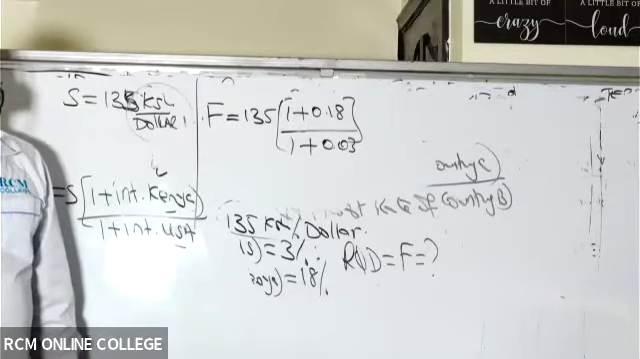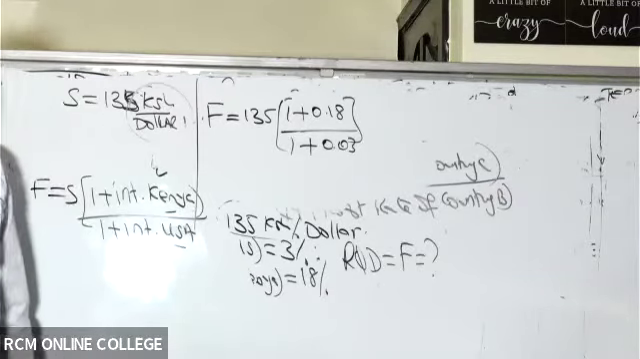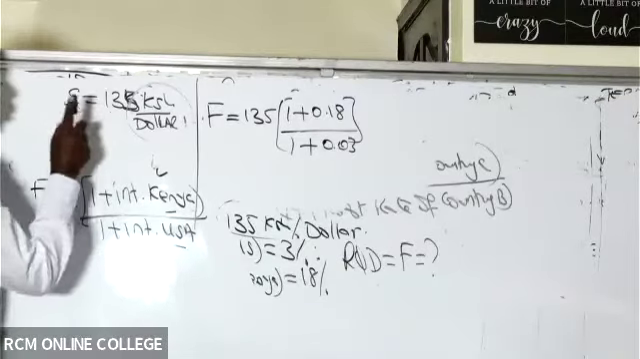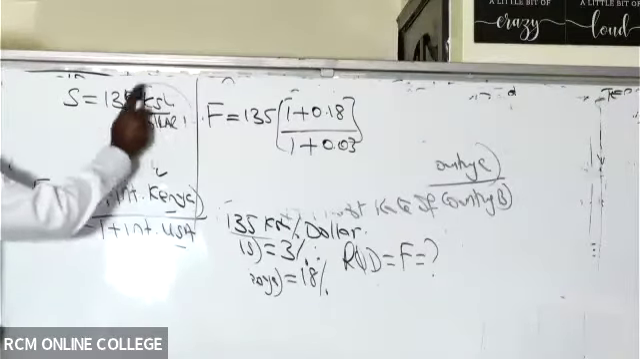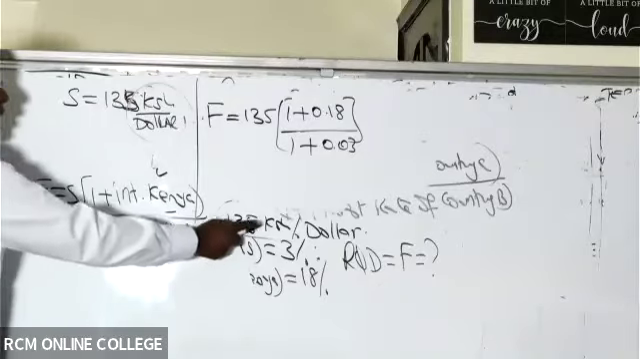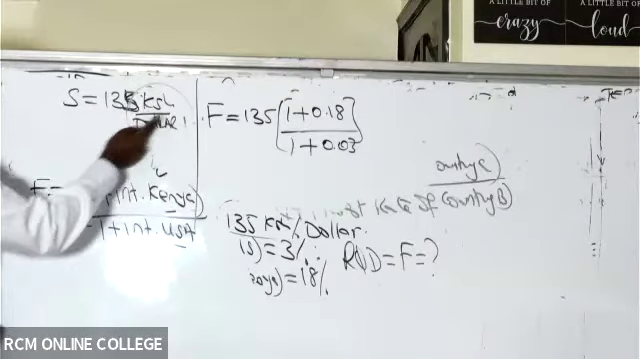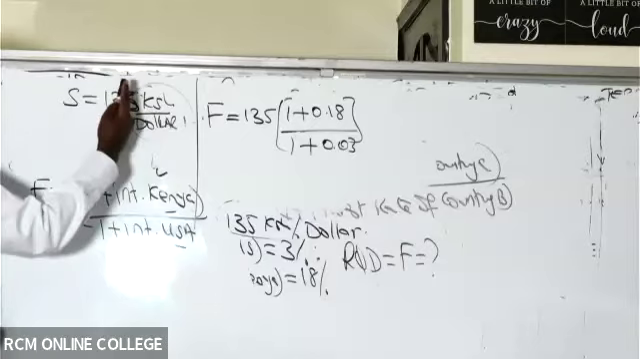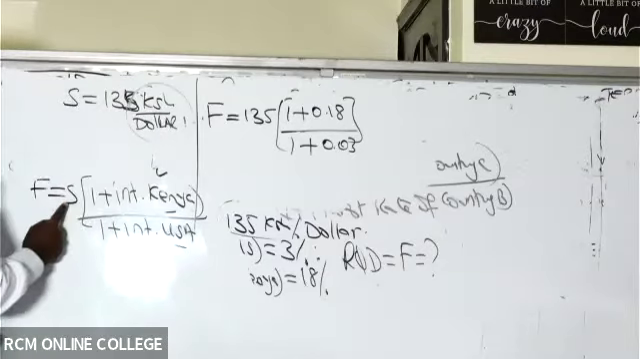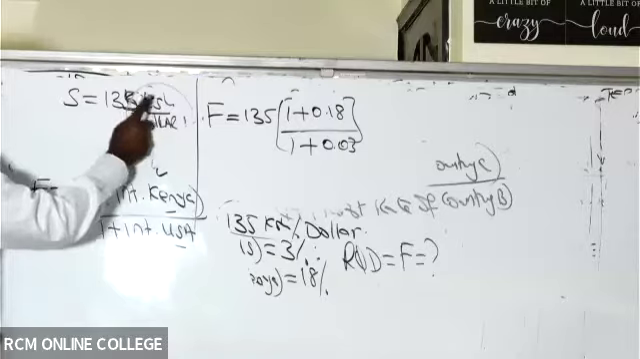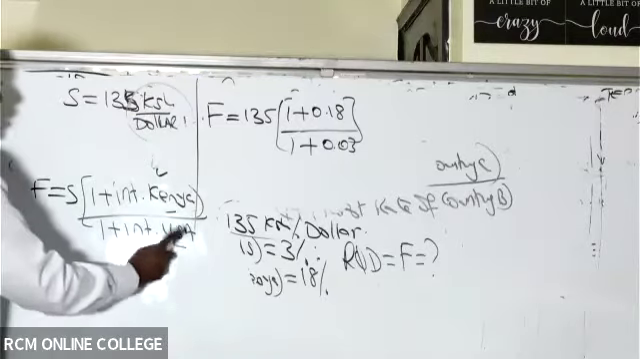All right. So remember, what have we said? You must be able to see the expression of the spot rate. The spot rate is Kenya shillings per dollar. So if you write this, it will be Kenya shilling on top, dollar at the bottom. So Kenya will be on top. So it will be the spot rate, which is 135, times 1 plus interest rate in Kenya, all over 1 plus interest rate in the US.